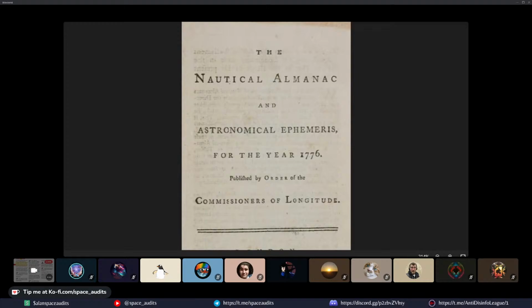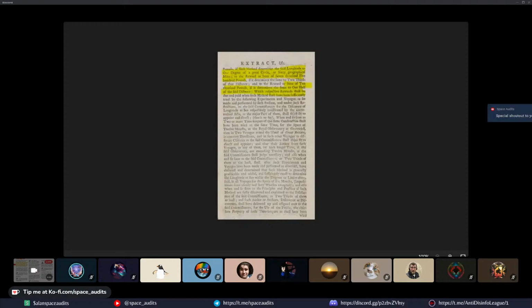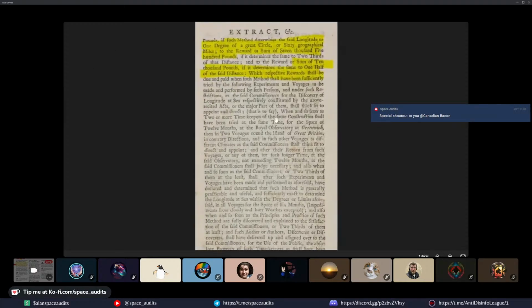Speaking of coordinate systems and aligning the geoidal lat-long system to the celestial sphere, there's this National Almanac from 1776, the Astronomical Ephemeris, that actually has an interesting passage about specifically this longitude and latitude system, that after they invented it, they actually put out a reward or a contest to see who could figure out how to mark your longitude.